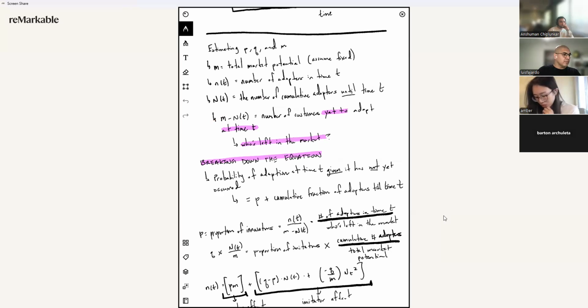So this is the part where I define the variables that we're going to be working with. M is the total market potential. And once again, we have to assume that it's fixed. If it's not fixed, we're in a lot of trouble, and this model isn't going to work at all. The little n(t) is the number of adopters at time t. Once again, that's referring to the innovators and the imitators together. And big N(t) is referring to the number of cumulative adopters until time t.